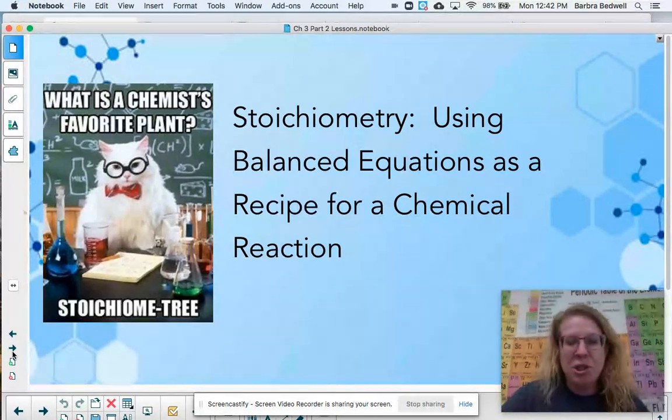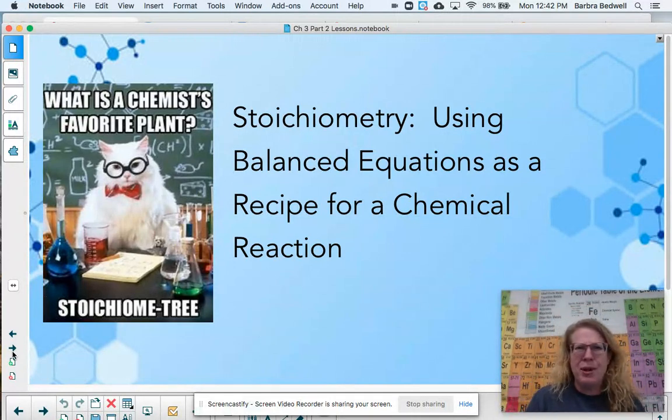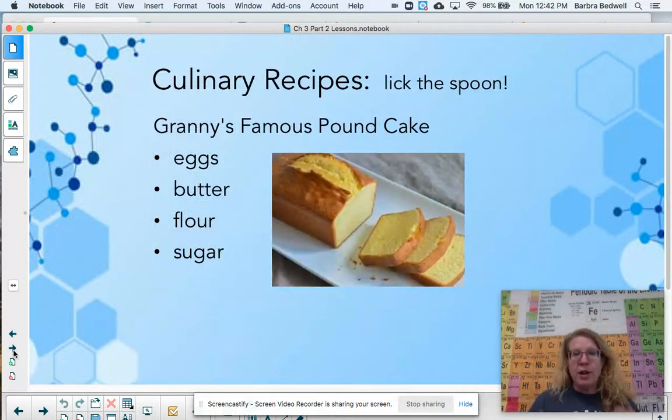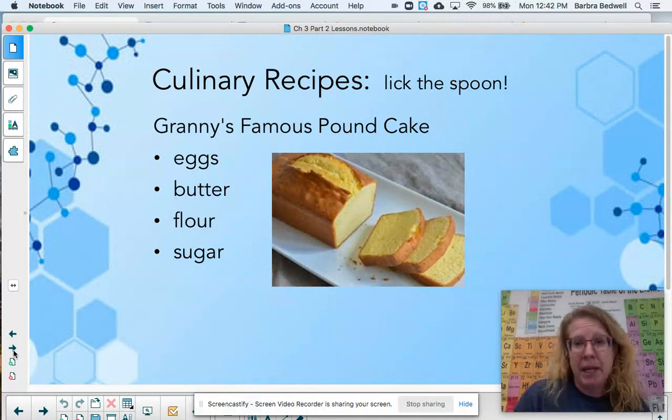So the first concept, just in general, what is stoichiometry? It's kind of a weird looking word, right? Stoichiometry. And it's really a fancy way of saying that we're going to use balanced chemical equations as a recipe, as a way for us to be able to interpret what's happening in a chemical equation or chemical reaction.